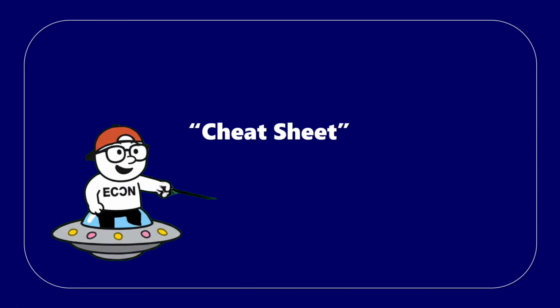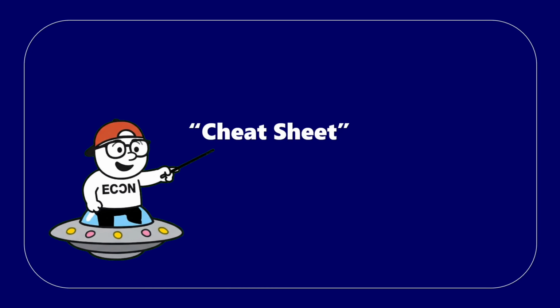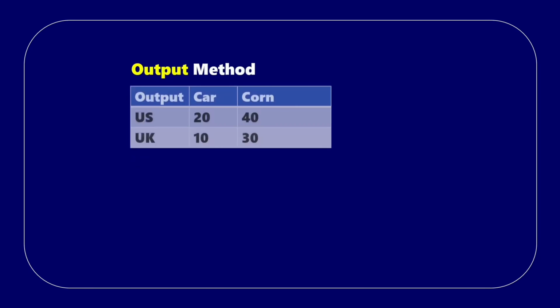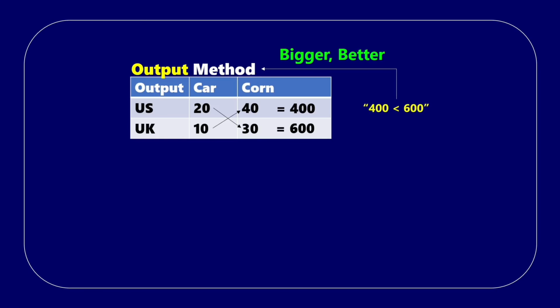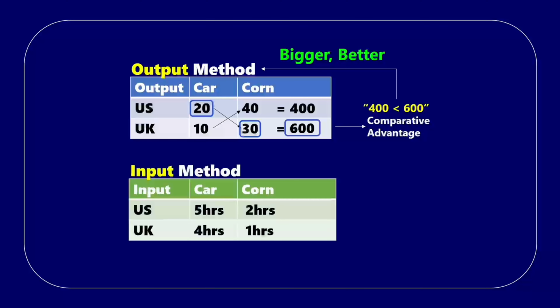Okay, now I'm going to show you a cheat sheet to help determine who should specialize in what faster. Okay, so for output questions, all you have to do is multiply the numbers diagonally, and 20 times 30 is 600, and 10 times 40 is 400. Because this is an output question, we have to find who has the bigger number. Well, in this case, 600 is bigger than 400, so the US should specialize in cars and the UK should specialize in corn.